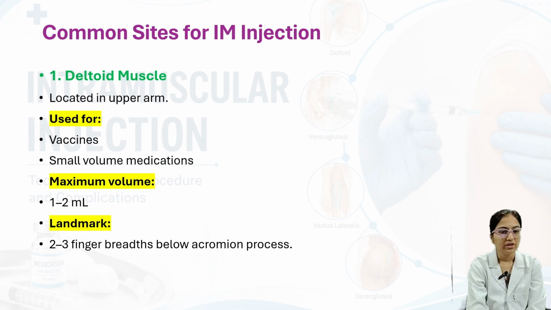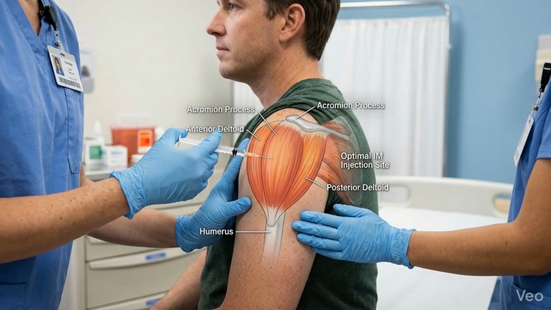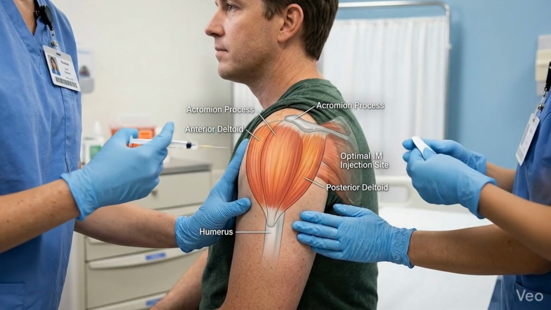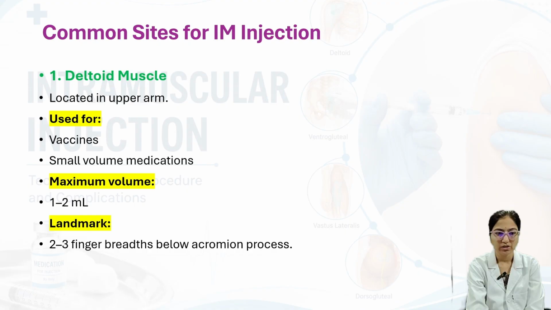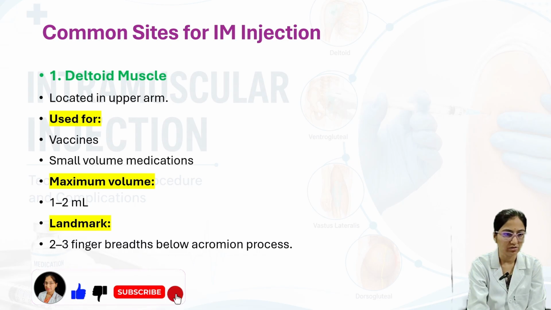Next, we'll see a very important thing, common sites for IM injection. First one, we'll see the deltoid muscle. It is located in the upper arm. It is used for vaccines and small volume medications. The maximum volume is 1 to 2 ml. And then we'll see the landmark: 2 to 3 finger breadths below the acromion process. This is all about the deltoid muscle.